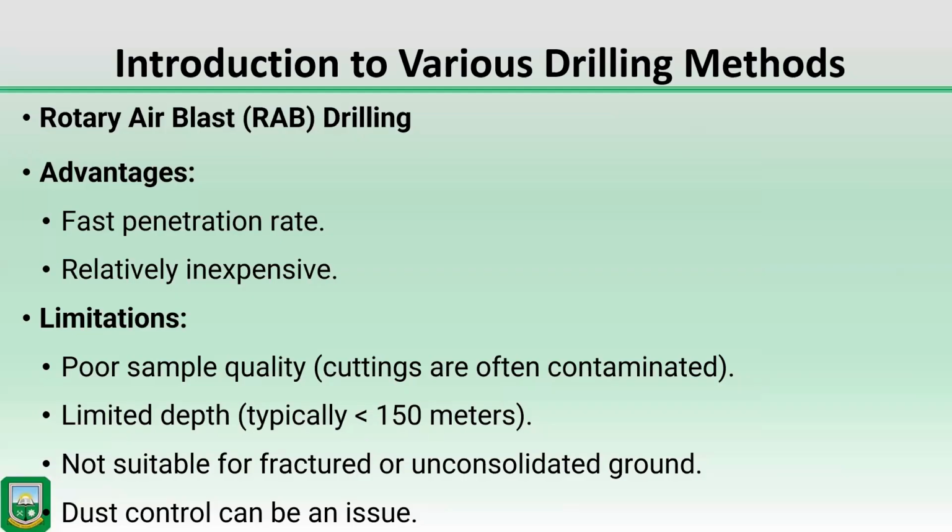And if you want to have a fast penetration rate, then you can use the air blast drilling method. Remember that the fast penetration rate is because we are drilling through a soft formation and also a medium hard formation. We are not drilling through a hard formation. So when we are dealing with soft and medium hard formations, we can use the rotary air blast drilling method to achieve our target.